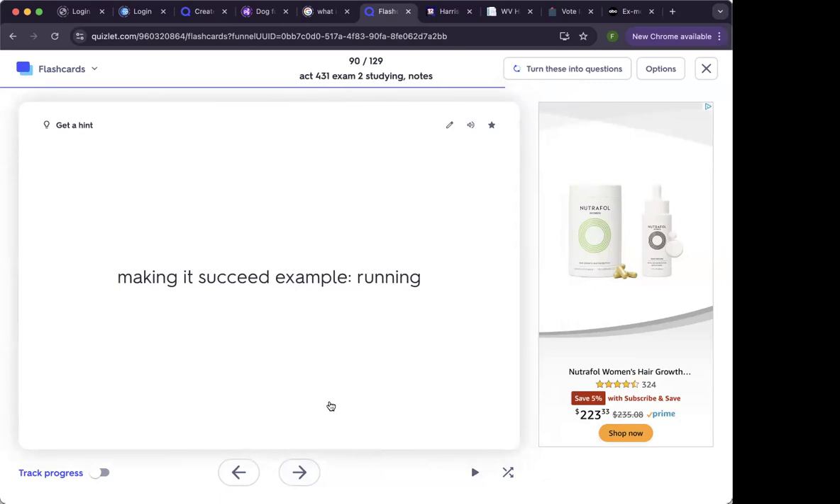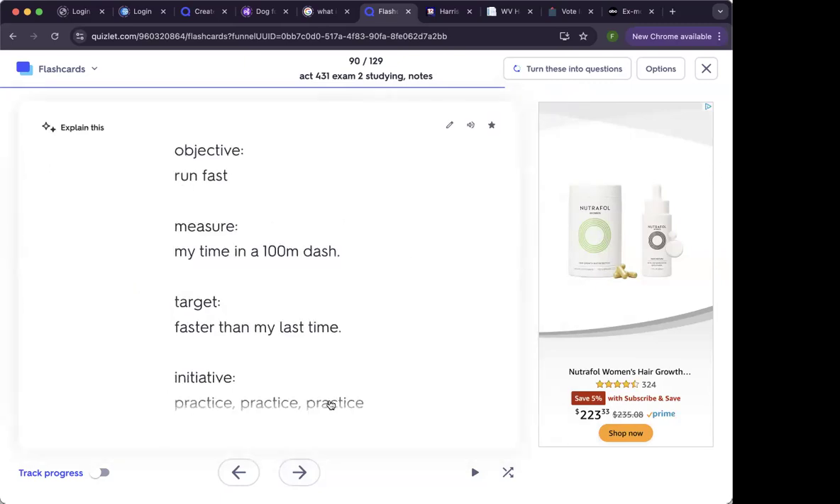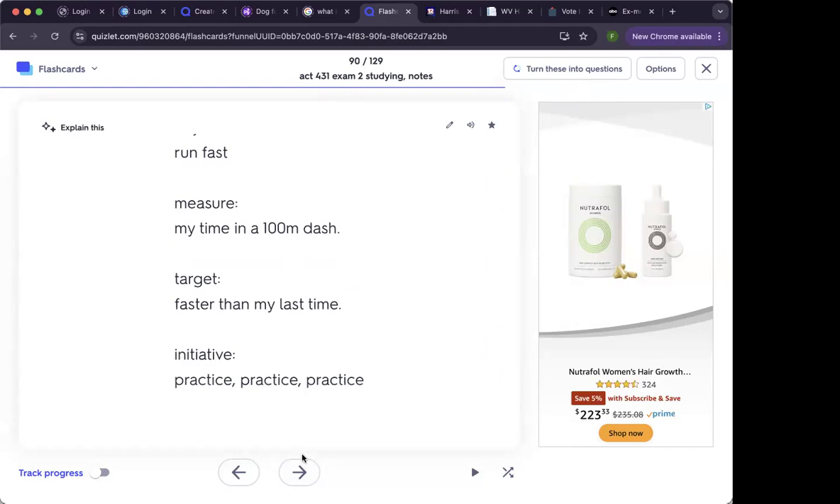Making it succeed example. Running. Objective. Run fast. Measure. My time in a 100-meter dash. Target. Faster than my last time. Initiative. Practice, practice, practice.